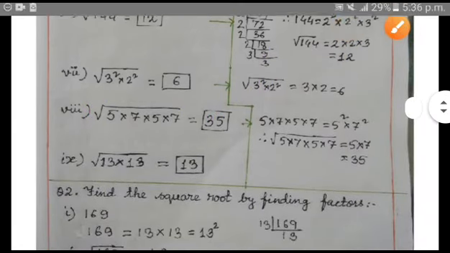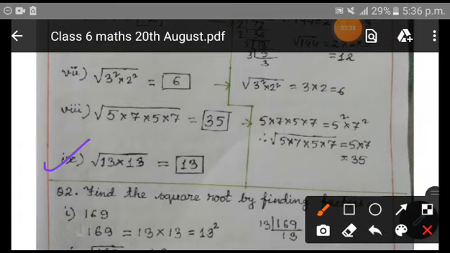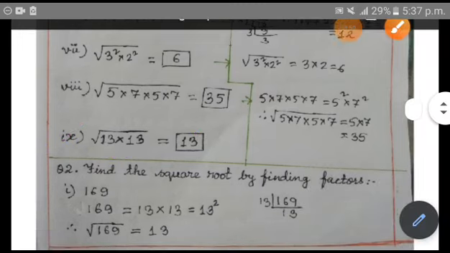Next one, root over 13 into 13. So here from 13 into 13 a single 13 will come out, and you will get the root as 13. Now let us come to the next sums.